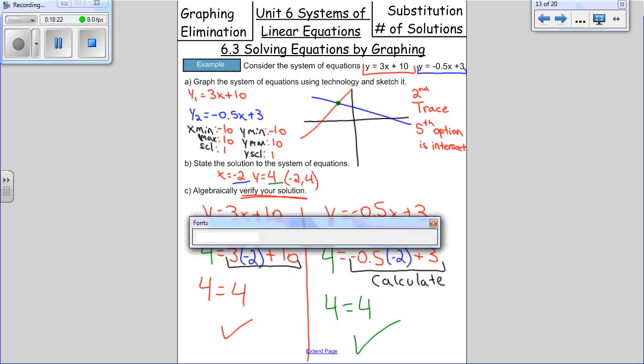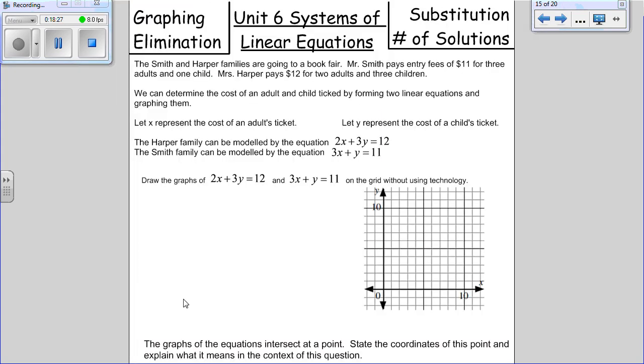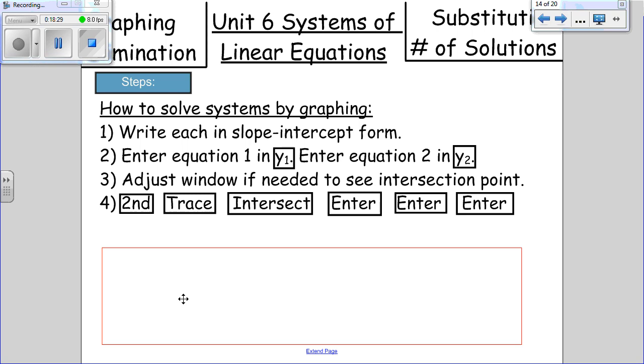This is the step-by-step instructions that we just talked about for how to solve it. You don't need to write anything on this slide. Remember that each lesson, 6.1, 6.2, 6.3, had an instruction page on it. This is your instruction page. So if you forget how to graph, there's all the answers for you.